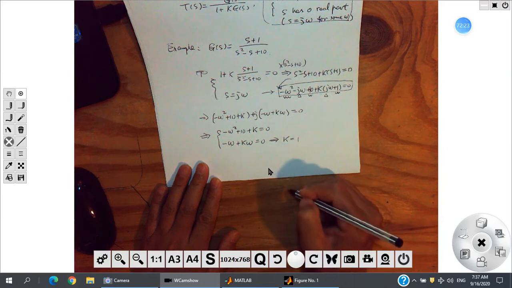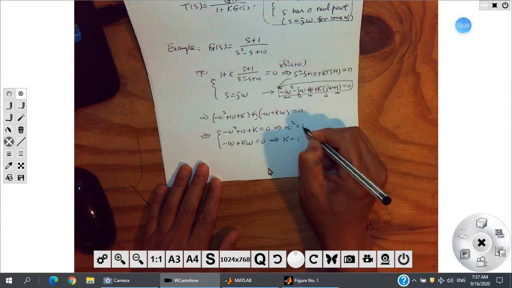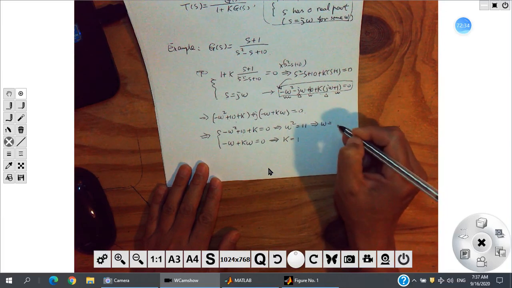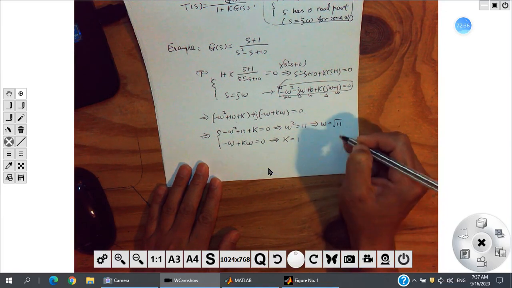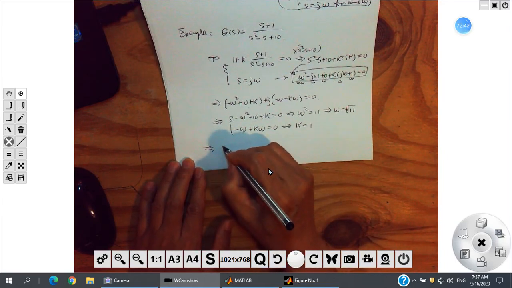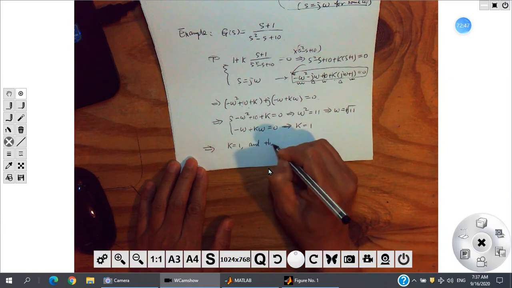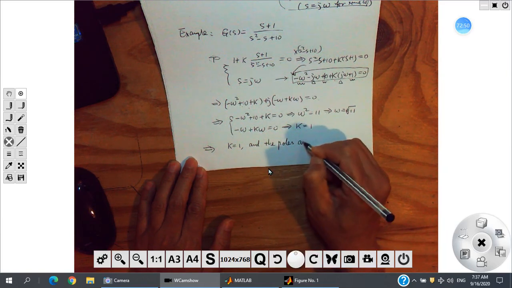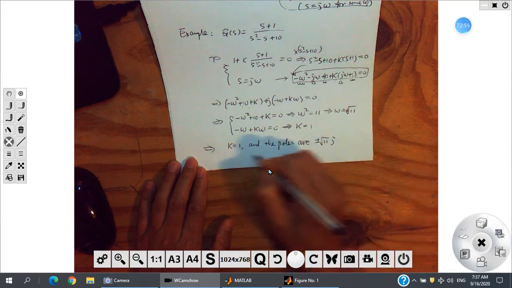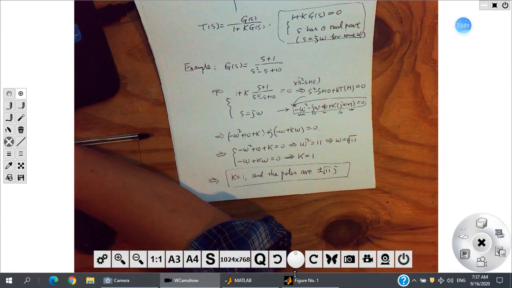K is 1. And then I have omega squared equal to 11, right? 10 plus 1 is 11. So omega equal to square root of 11, positive or negative, right? Okay, now we have K equal to 1 and the poles are positive or negative square root of 11 times J. Yeah. Now we can look at the graph here.